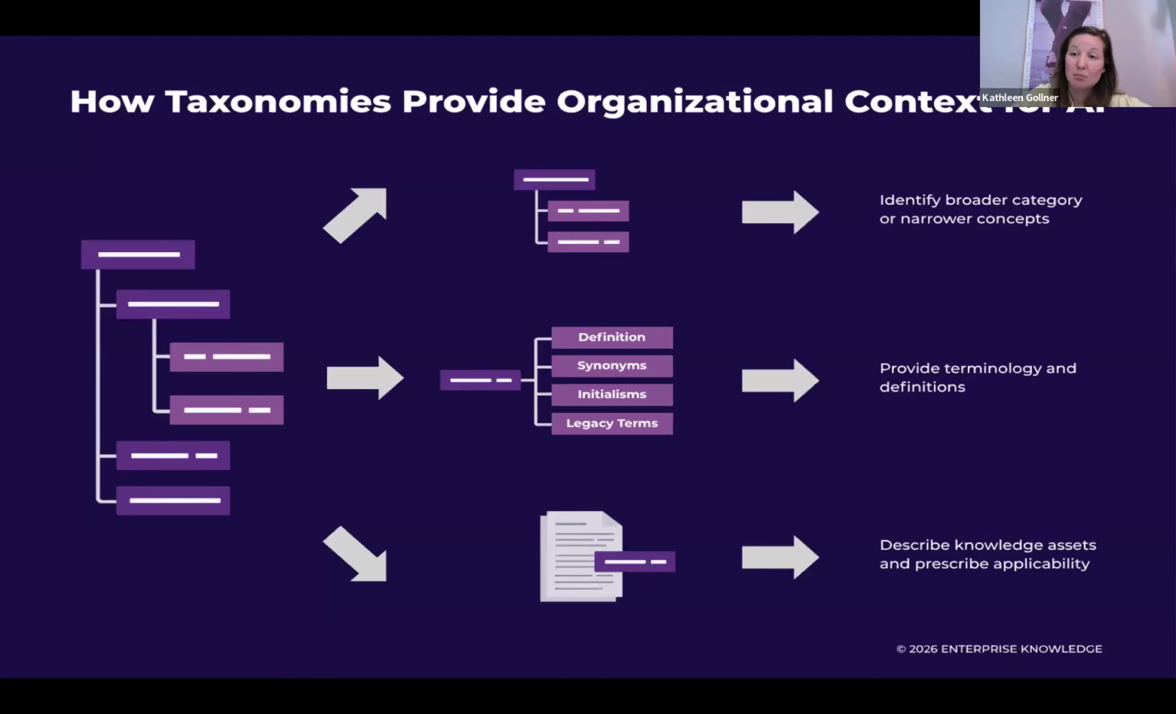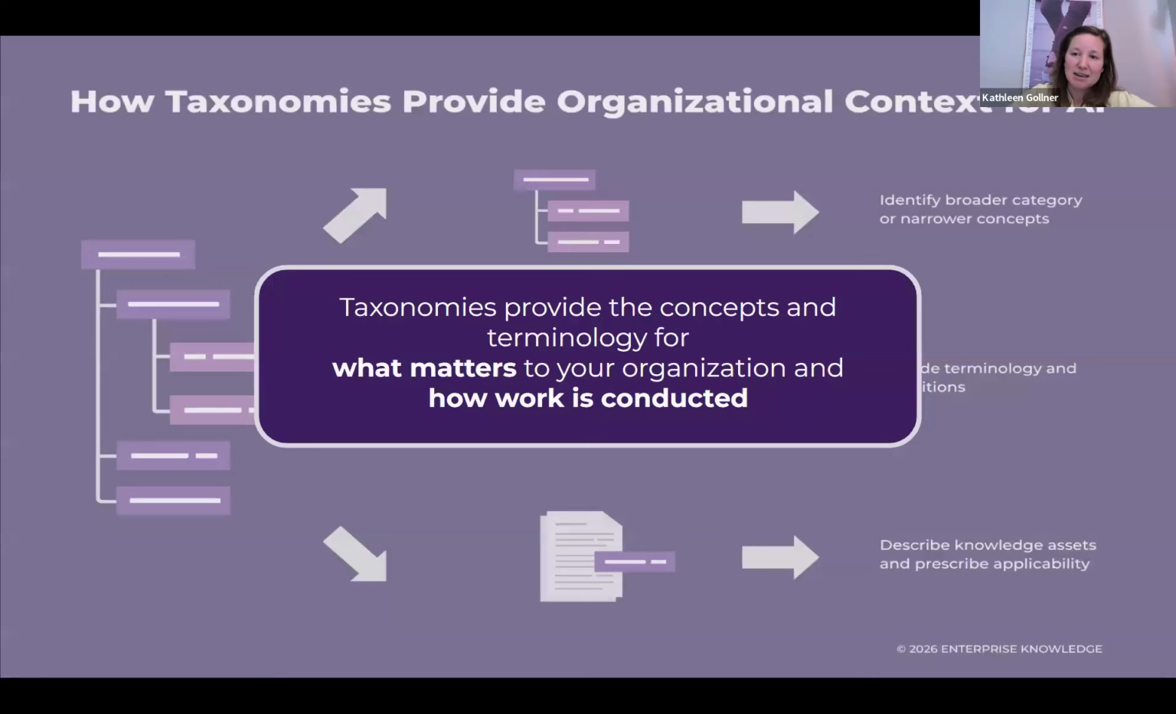So this becomes a very important piece of information to then convey to the AI to say your question about seepage actually needs to be refined to identify whether we're talking about a pipe leak or a storm event, because there are two very different coverage policies for each. So the key idea here is that the taxonomies can provide this conduit for the concepts and terminology for what really matters to the organization and how that work is conducted.